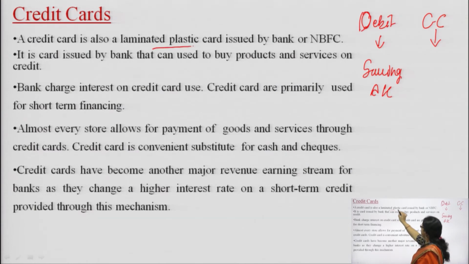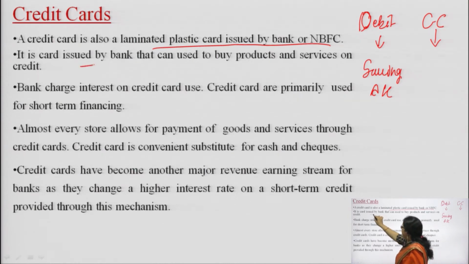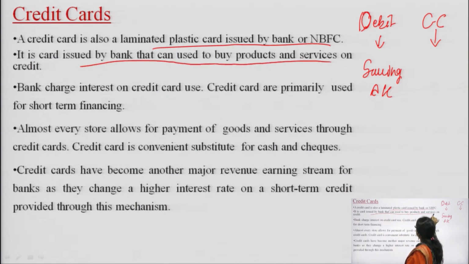It is also a laminated plastic card which is issued by a bank or NBFC. NBFC is what? Non-banking financial companies. This card issued by the bank can be used to buy products and services on credit. Whenever you are not carrying cash, you can purchase things on credit. The bank charges interest on the credit card, and credit cards are primarily used for short term financing. When you are looking for long term financing, you can take loans, but when you are looking for short term financing, meaning for one month, for 20 days, for 50 days, you can take the facility of these credit cards. These credit cards provide you short term funds.